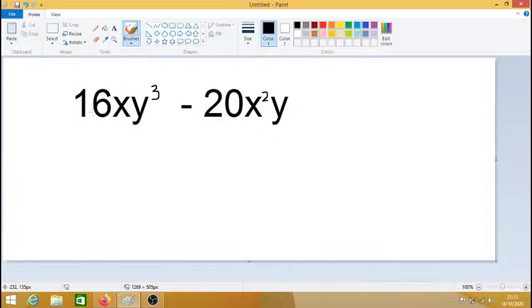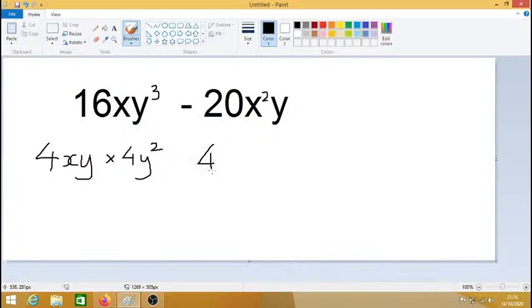Well, I know that 4 can make the 16 and the 20, but that's not enough. I need to make the x as well. So I could have 4x, but that's not enough because they both have y's. So I need to be able to make the y, so that's going to be a y. So it looks like 4xy is the common factor. Just to check, can I use 4xy to make the 16xy cubed? Yes. I would just need to multiply it by 4y squared.